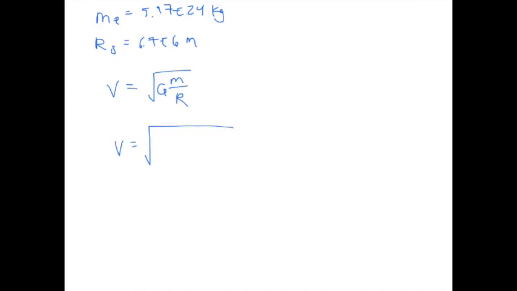We get that v is the square root of G, so that's 6.67 times 10 to the negative 11th, times the mass of the Earth, which is 5.97 times 10 to the 24th, divided by the radius, which is 6.7 times 10 to the 6th. Then we're going to plug in all of those numbers, and we'll get that the velocity of the satellite is about 7,700 meters per second.